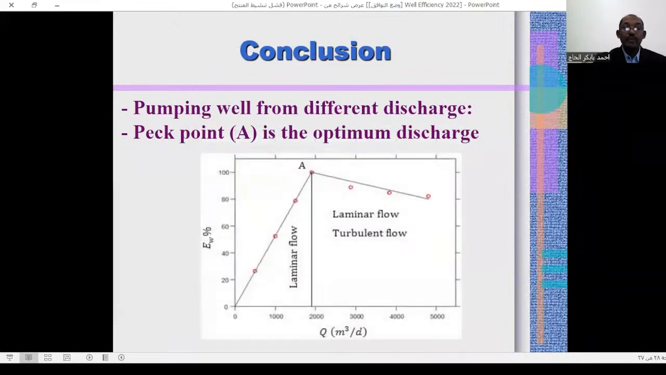Conclusion: pumping the well at different discharges, the peak point A is the optimum discharge. At point A, well efficiency equals 100%. With a decline in Q, well efficiency is less than 100%, but the water flow in the aquifer is laminar flow. On the right side of point A, there is laminar and turbulent flow, and the well efficiency is also less than 100%.